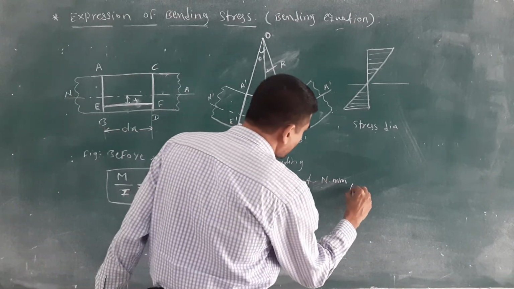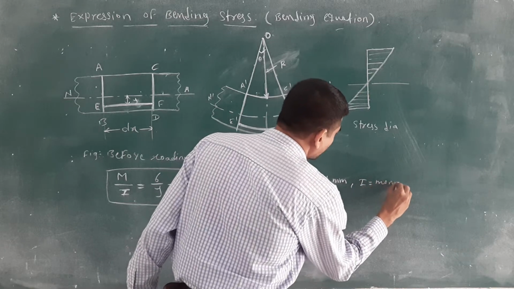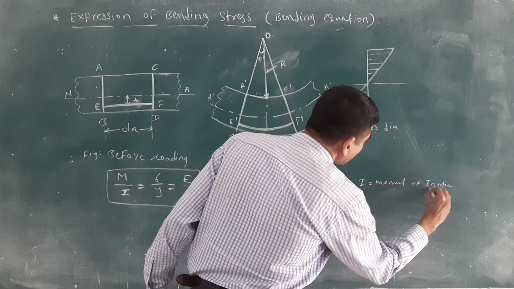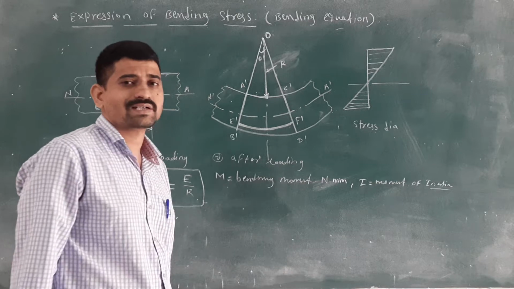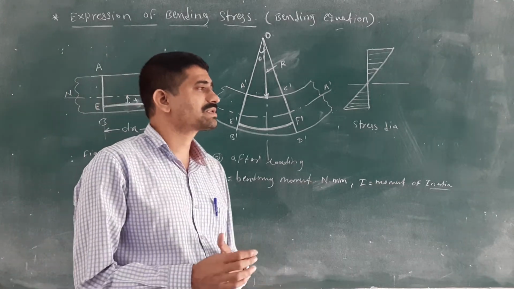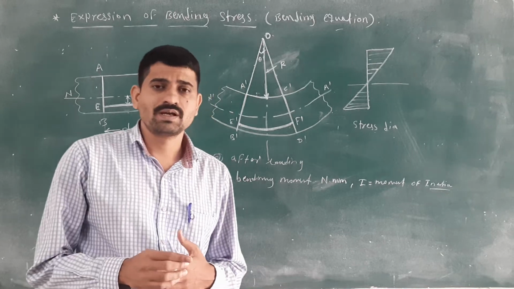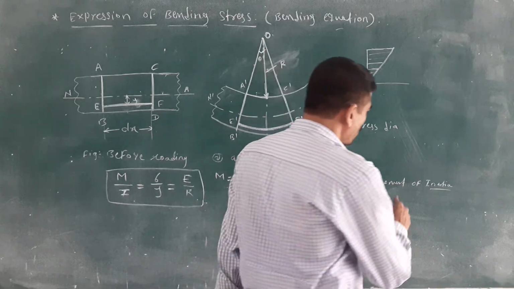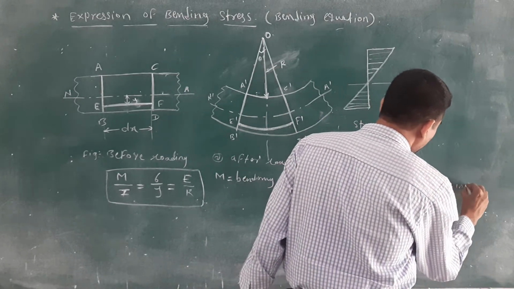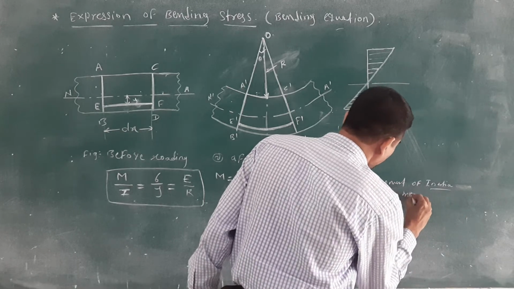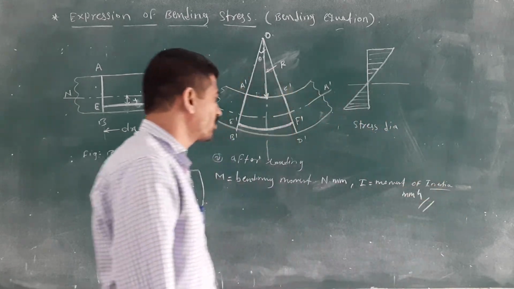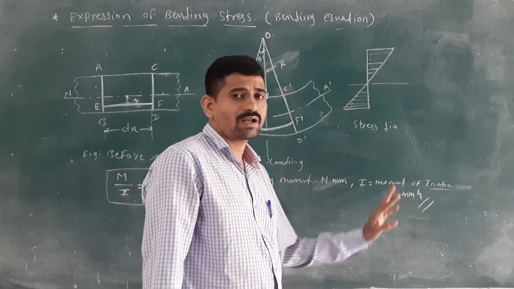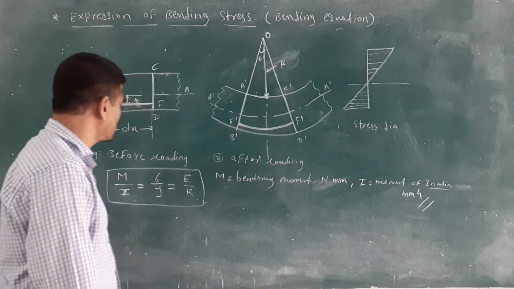What is the I? I is the moment of inertia. Last lecture we have seen moment of inertia. How to calculate that value of I? You know there are different sections, suppose a rectangular section is given, or a circular section is given. You will get a different I value for each section. Moment of inertia is given in mm raised to 4 or meter raised to 4. Remember, you will always get the moment of inertia in mm raised to 4 or meter raised to 4.